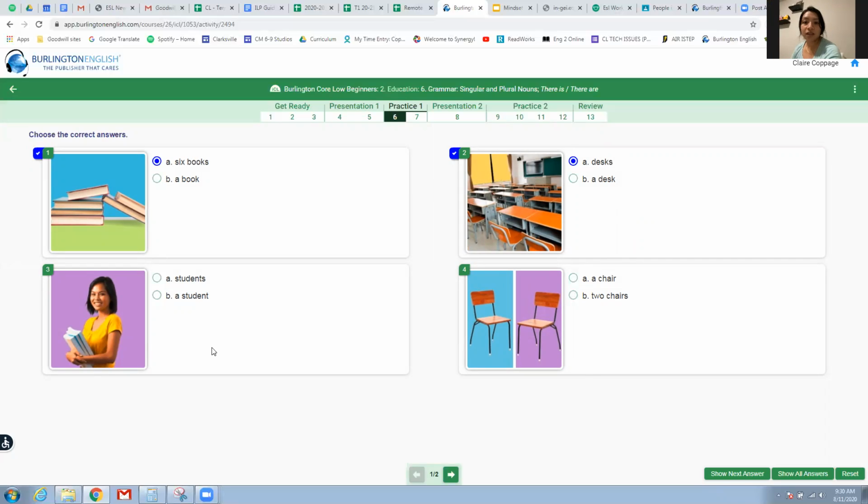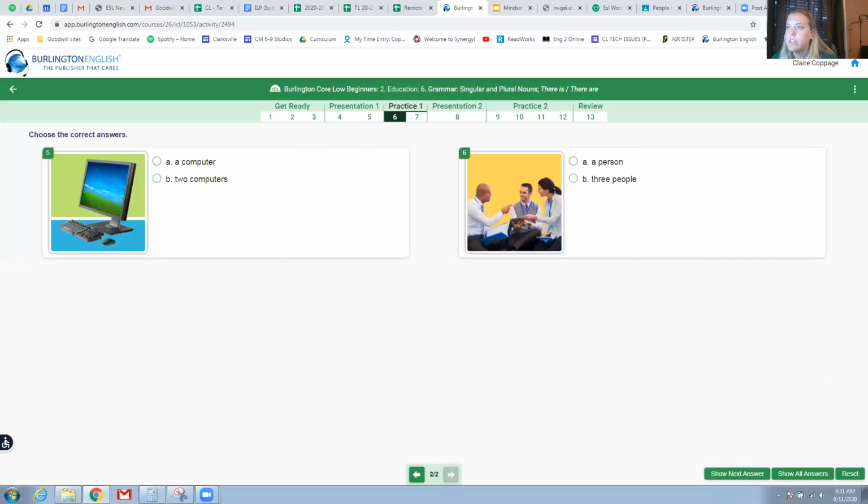A student. Good. Very good. And number 4? B. Good. 2 chairs. Rocio, number 5? A computer. And Patty, number 6? 3 people. Very good. Very good.